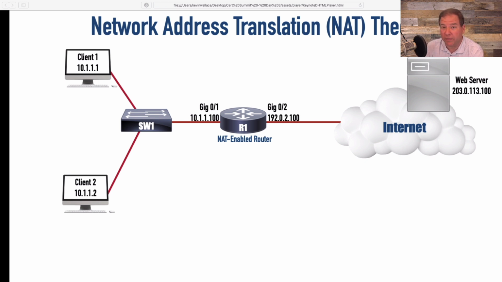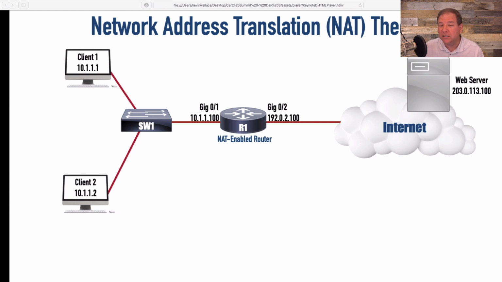But let's take a look at this topology. We've got a couple of clients on the inside of our network, clients 1 and 2, and we want to get out to this web server that's on the internet. And the way this is going to work is we've got a private IP address of 10.1.1.1 on client 1. It wants to go out to the internet. Well, that's not going to work, is it? That cannot be routable on the public internet.